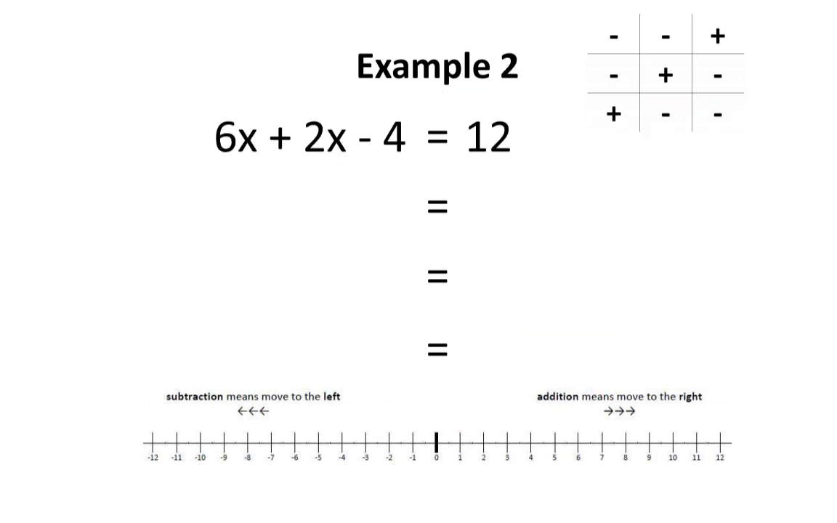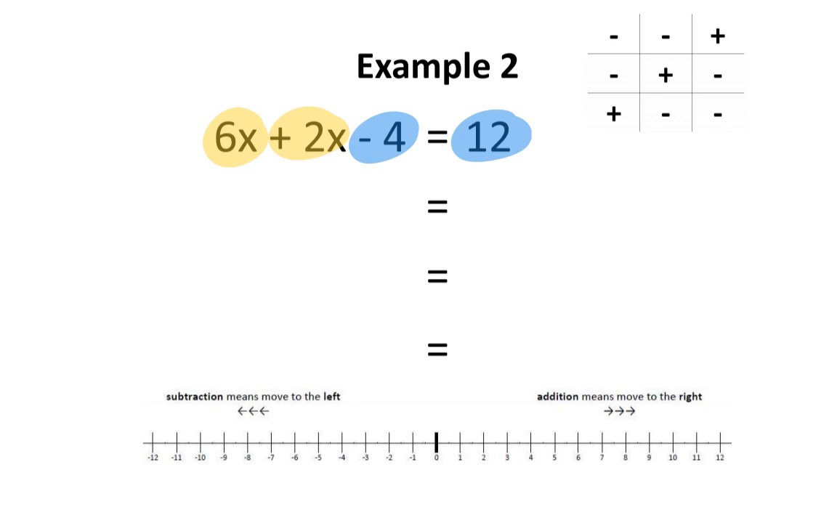In our second example, we have an equation 6x plus 2x minus 4 equals 12. The first thing you want to do is look for like terms. You'll notice that 6x and positive 2x are like terms. Meanwhile, negative 4 and positive 12 are like terms. Like terms like to be together. 6x and positive 2x are already together, so we can just leave them alone.